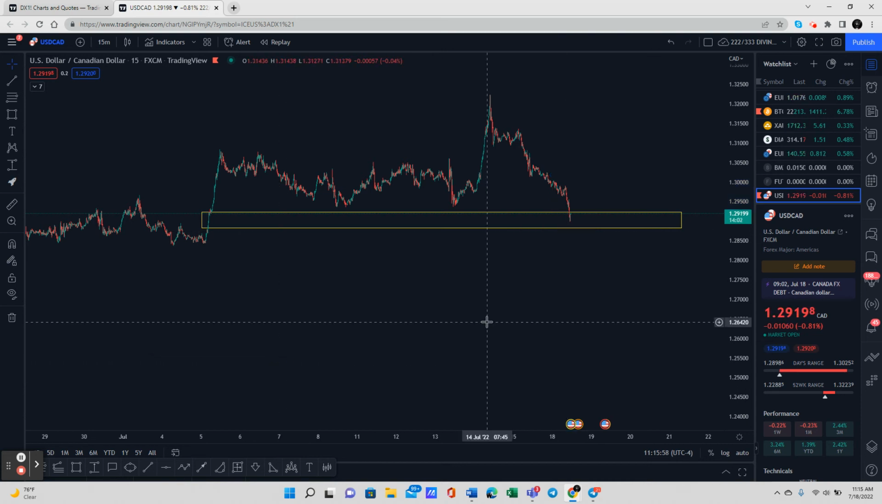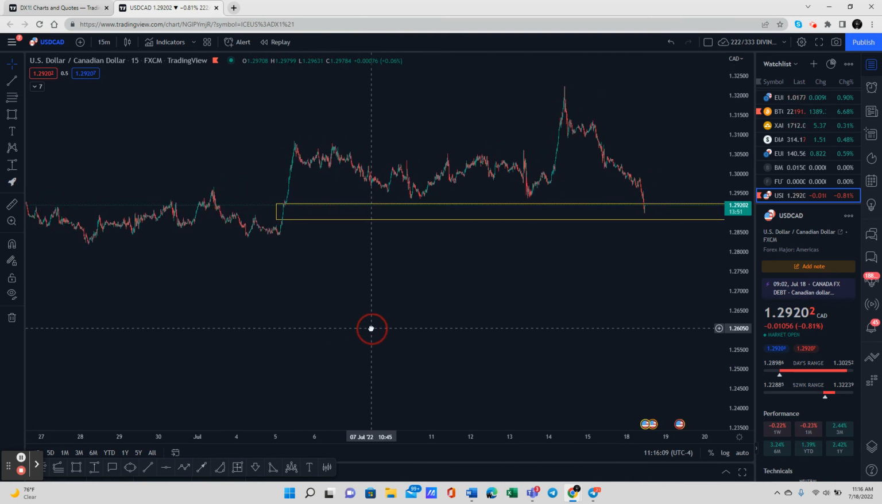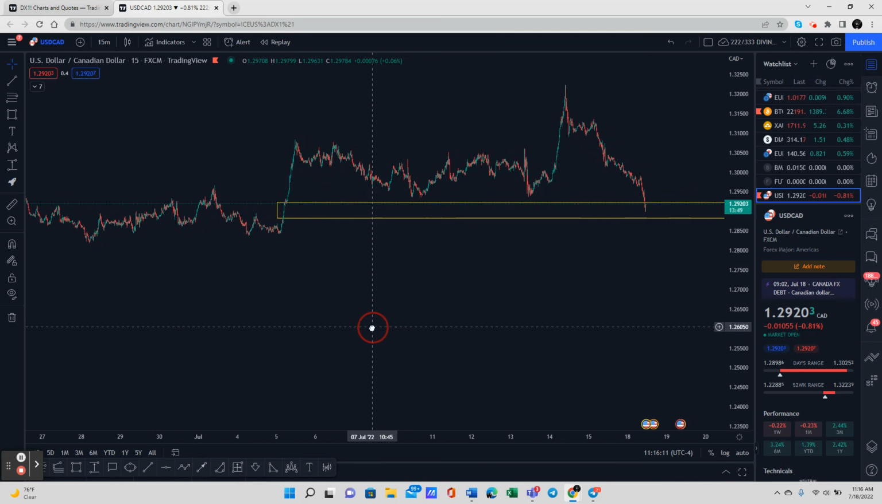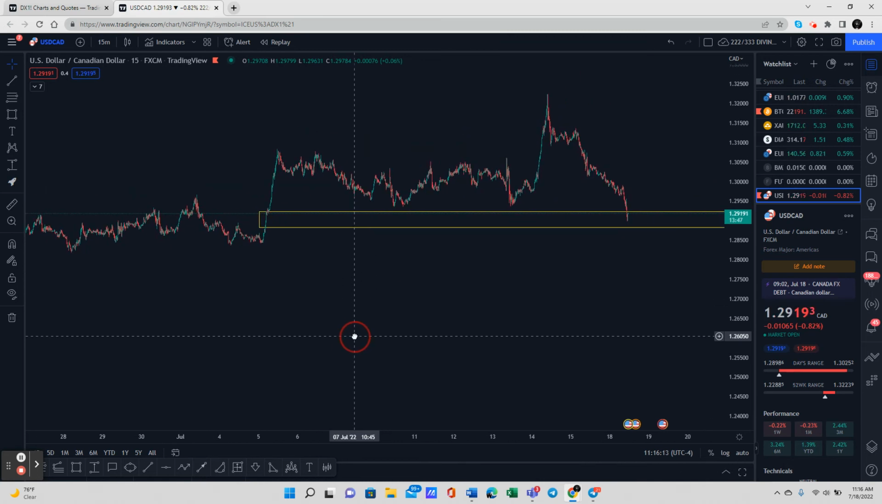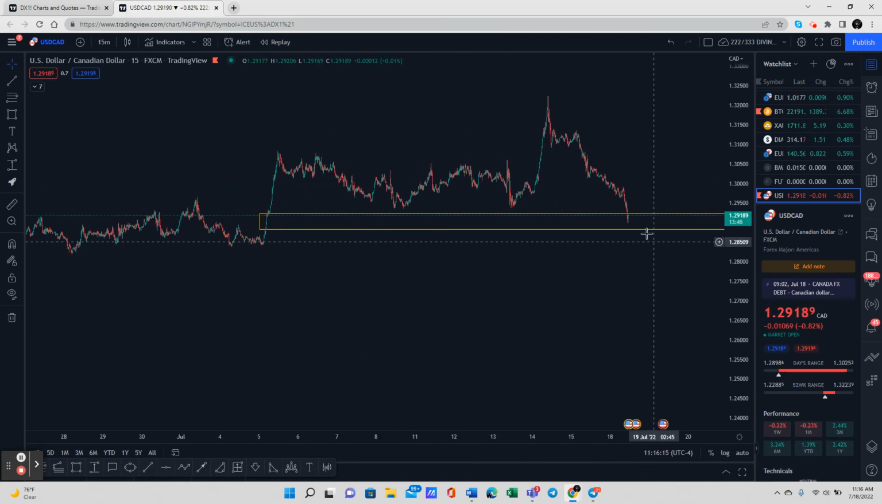I missed it. But the great thing with Forex is that you will have another opportunity. So I'm not that upset. You're always going to get some opportunities like this. But let's look and see why I created this as a target zone.